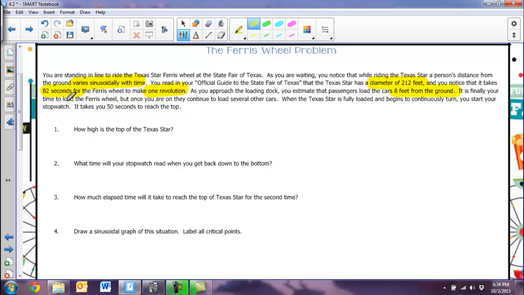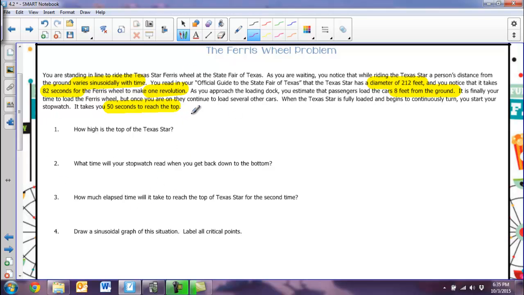It is finally your time to load the Ferris wheel, but once you are on, they continue to load several other cars. So that just means that they kind of bump you back while they're loading. When the Texas Star is fully loaded and begins to continuously turn, you start your stopwatch. It takes you 50 seconds to reach the top. So we're going to calculate a couple of things we need in order to make this graph.